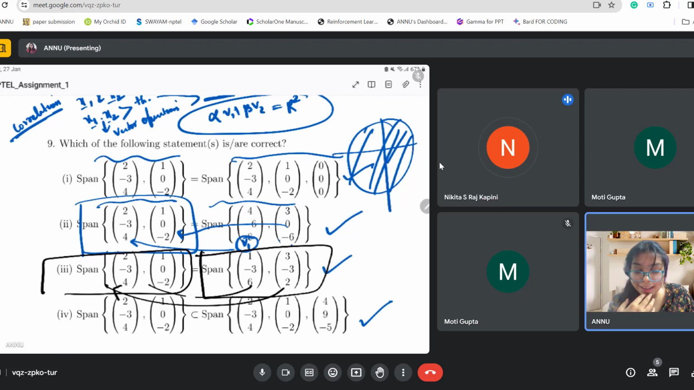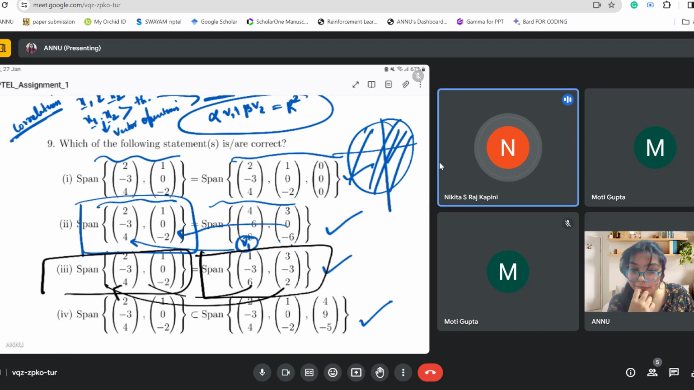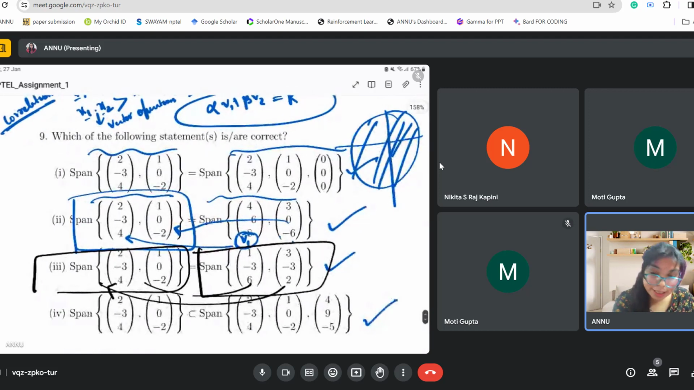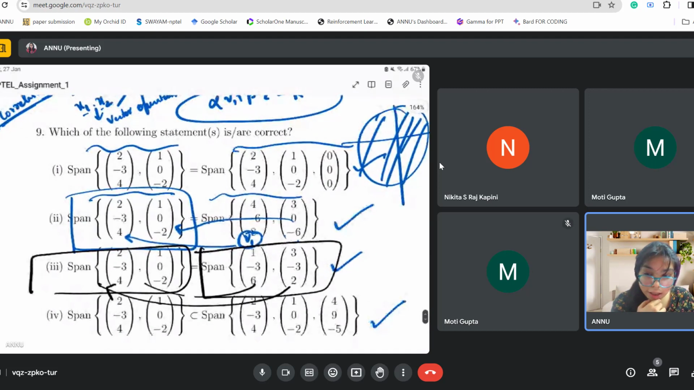How does it matter whether it's dependent or independent? Span is just like a combination of all the possible combinations, right? Yeah, it can be possible combinations, but for example, if these two are linearly independent, then you have to check whether these two are also linearly independent or not. Then only you will be equal.